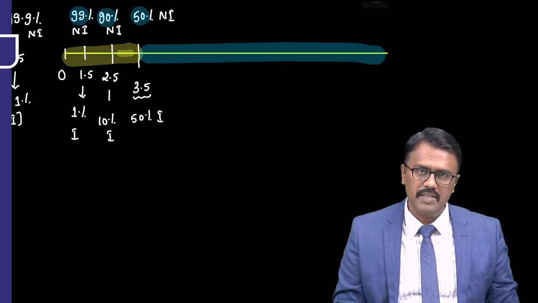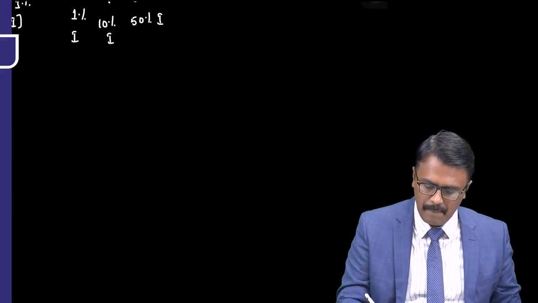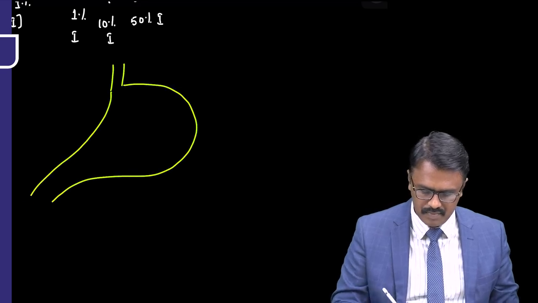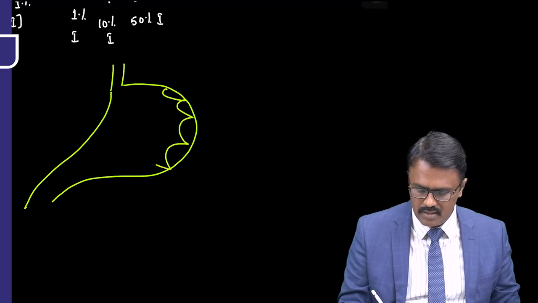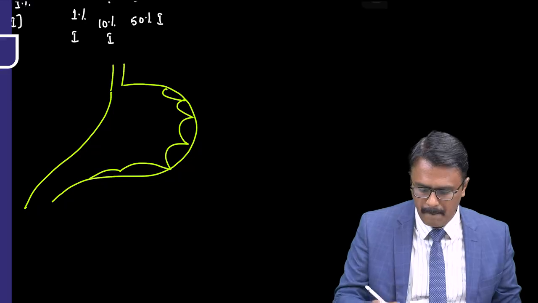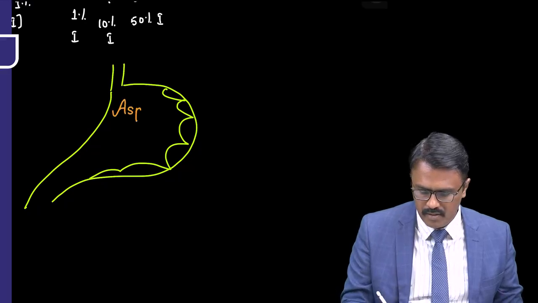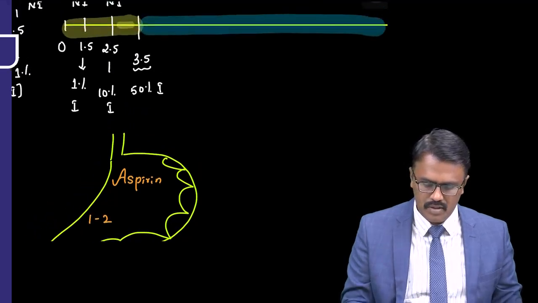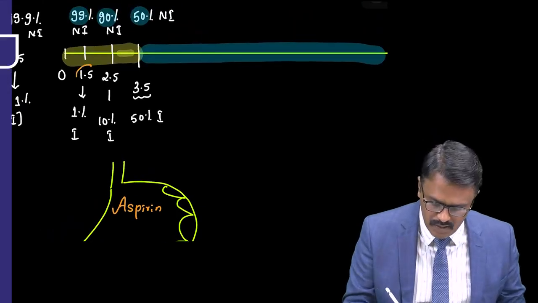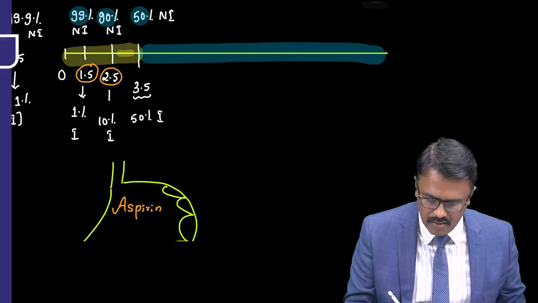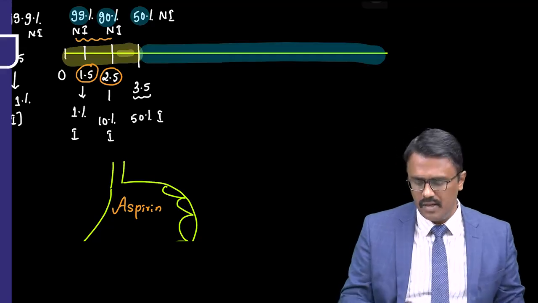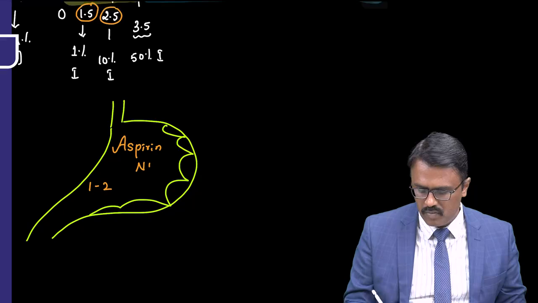Now what actually happens in the stomach? Let me take the example here. This is the stomach, and these are the cells of the stomach. Now when we give aspirin to the patient, it is in a pH of 1 to 2. So at a pH of 1 to 2, you can see maximum drug is in non-ionized form. So aspirin moves easily into the cells.